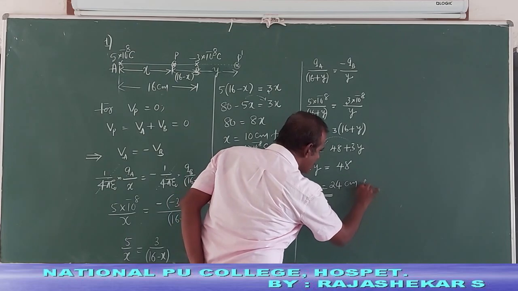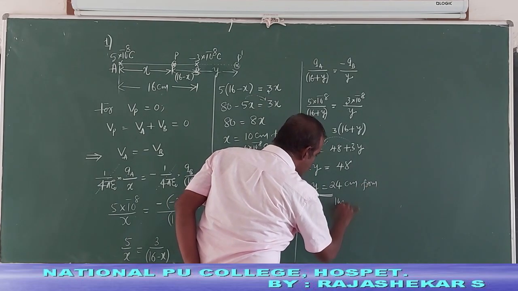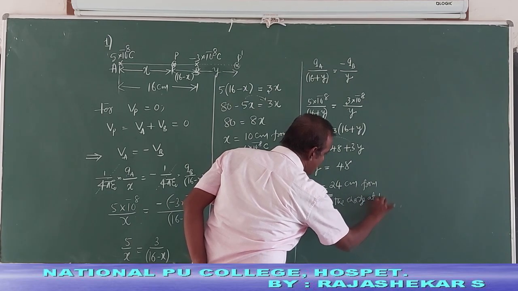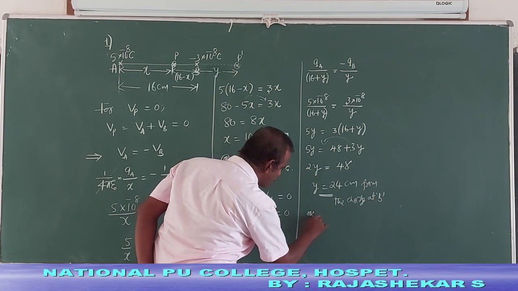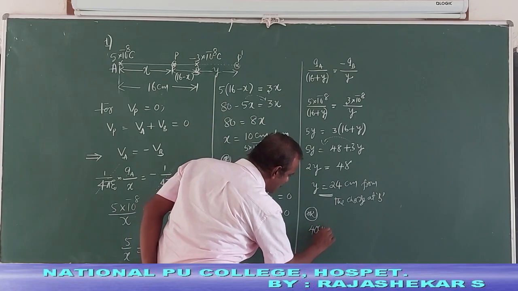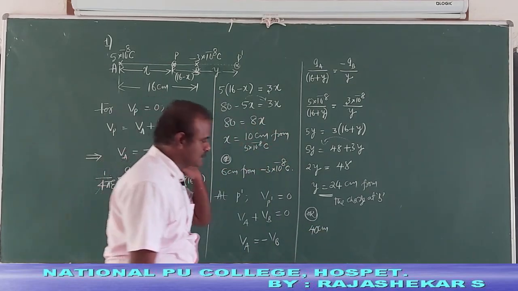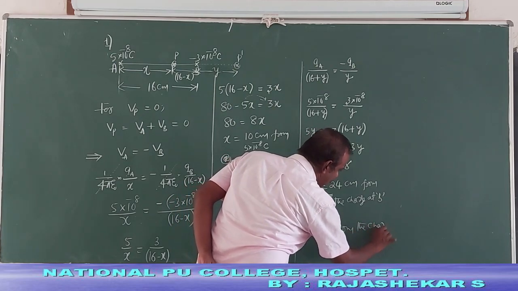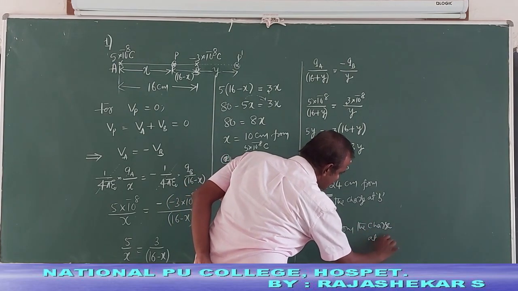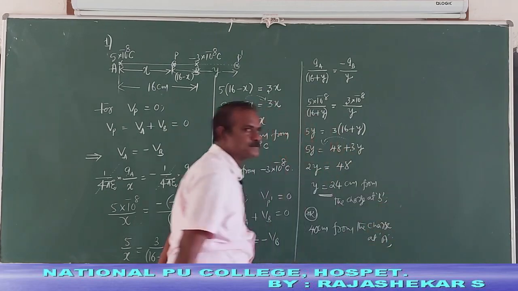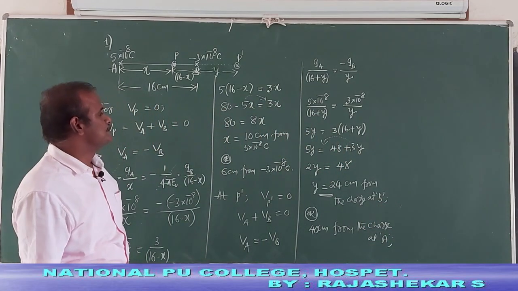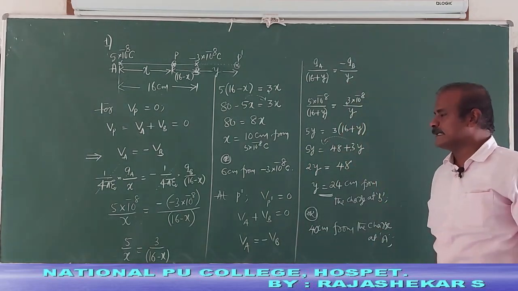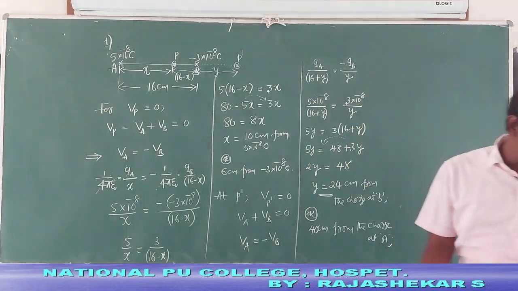This is from the charge, say, at B or 40 centimeter, because 16 plus 24, 40 centimeter from the charge at A. Well students, analyze the solution carefully. This is the complete solution for question number 1.